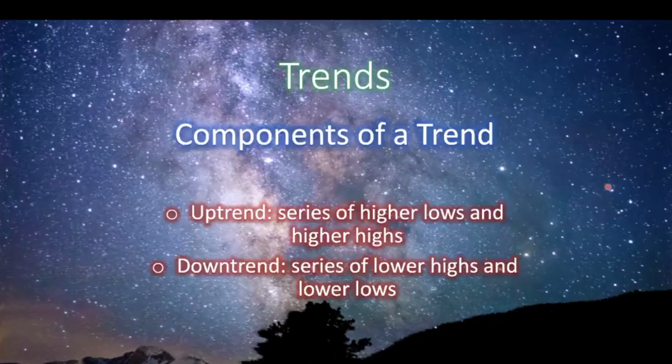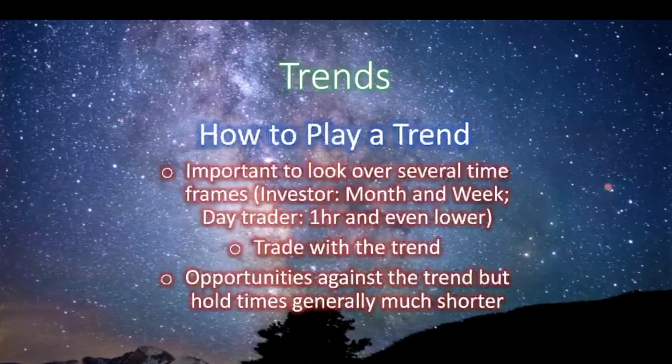Now let's look at trends. So a couple components of a trend. Identifying an uptrend is a series of higher lows and higher highs. A downtrend is a series of lower highs and lower lows. Now, trends are a really important thing to understand and be able to identify, as you really want to know which way the trend is going in order to get information on how you're going to place a trade and which direction you're going to want that trade to go in.